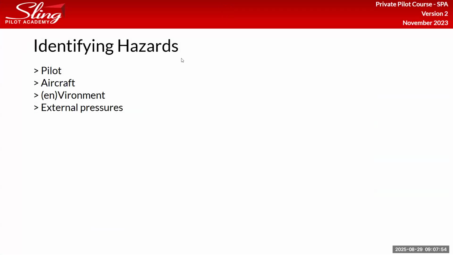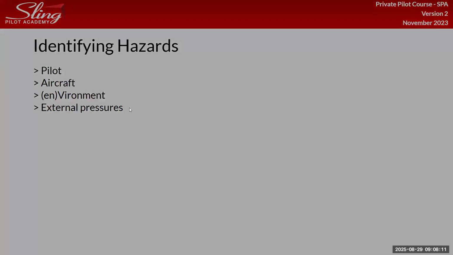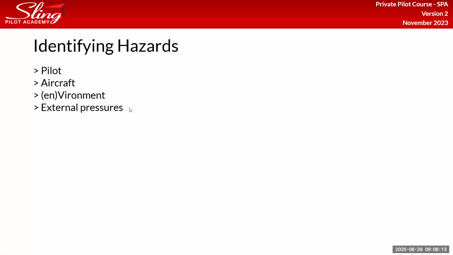First, we're talking about identifying hazards. There's the PAVE checklist. PAVE is for pilot, aircraft, environment, and then E for external pressures. They take the V from environment for PAVE. I don't think they continue this, so we'll just talk about this right here.